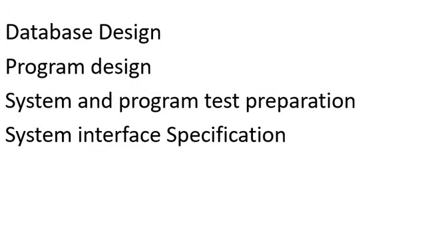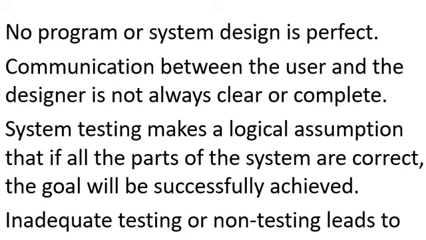Major development activities are database design, program design, system and program testing, and system interface specifications. System testing: no program or system design is perfect, so we need to test them. Communication between the users and the designers is also made clear. System testing makes a logical assumption that if all parts of the system are correct, then testing or non-testing leads to errors.